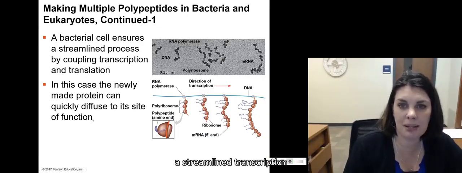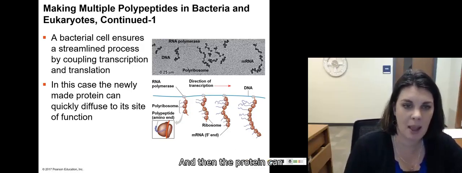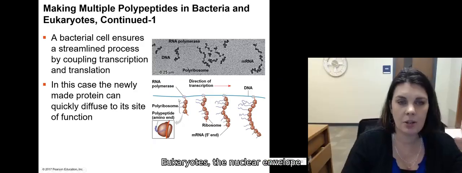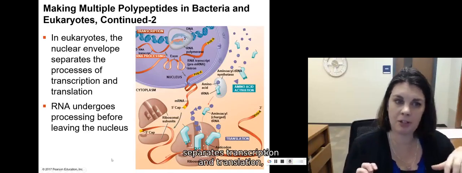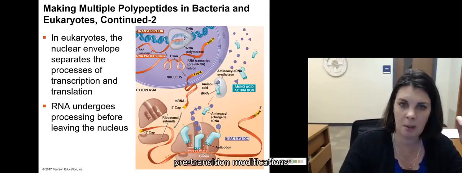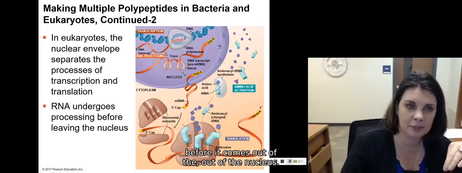So a bacterial cell has that streamlined transcription and translation occurring together, and then the protein can diffuse to where it needs to function. It happens very fast. In eukaryotes, the nuclear envelope separates transcription and translation, and you also have post-transcriptional modifications before the RNA comes out of the nucleus.